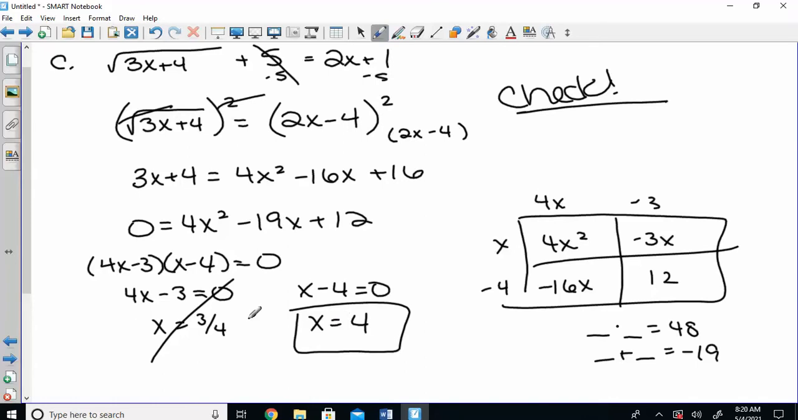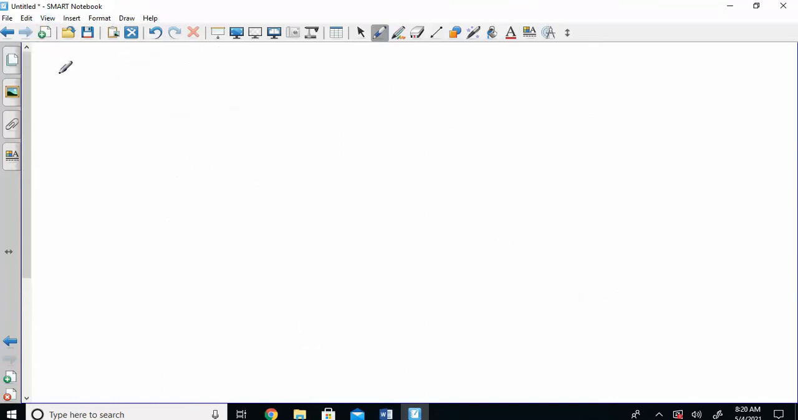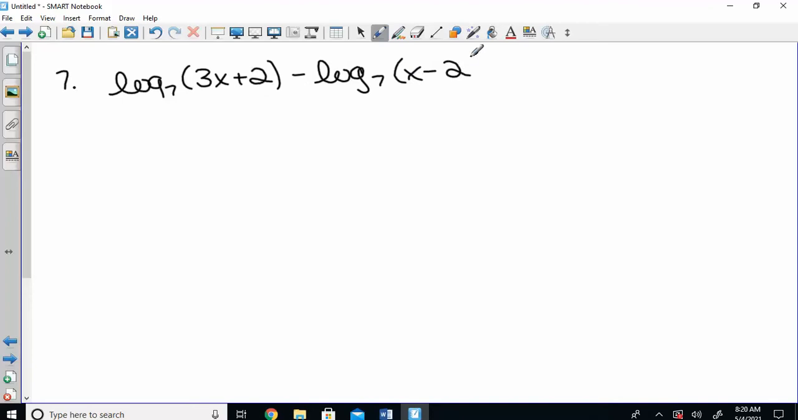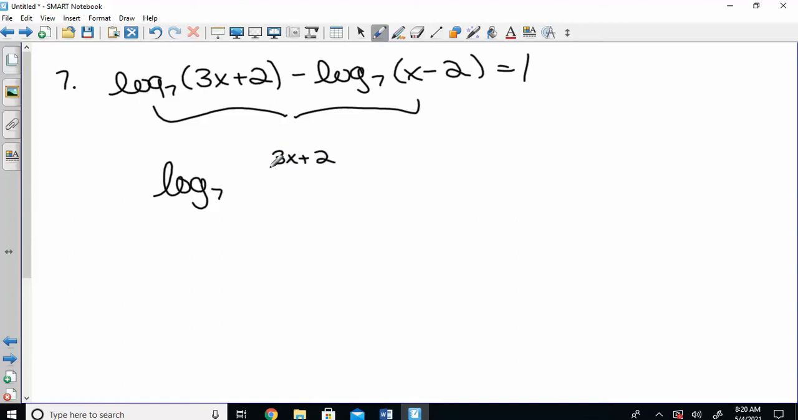Let's go to 7 and 8. So we got into the log stuff. When we have an equation with logs in it, our goal is to get rid of it. So start over here. You have 2 logs being subtracted. How can you combine those into one? Division. So it's log base 7 of (3x plus 2) over (x minus 2) equals 1.